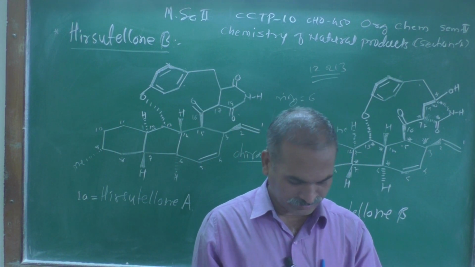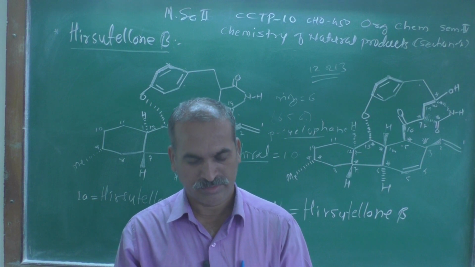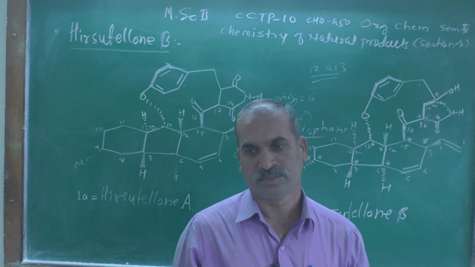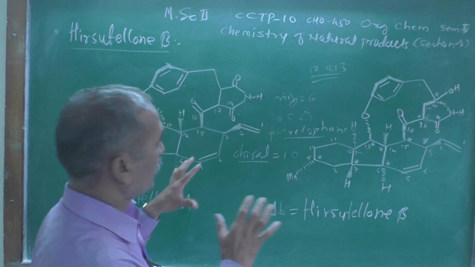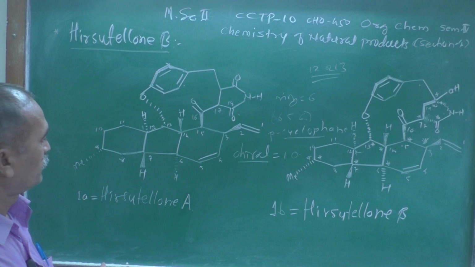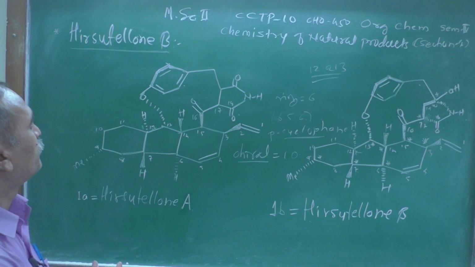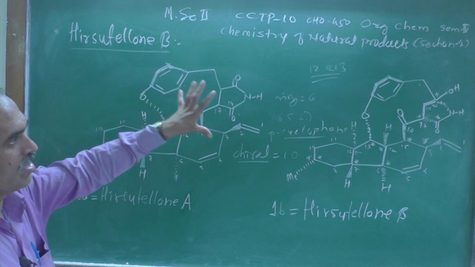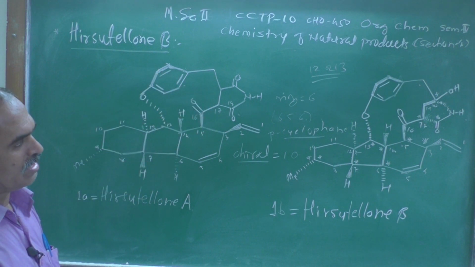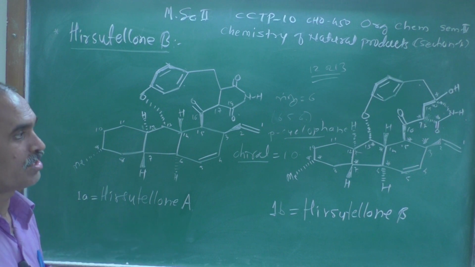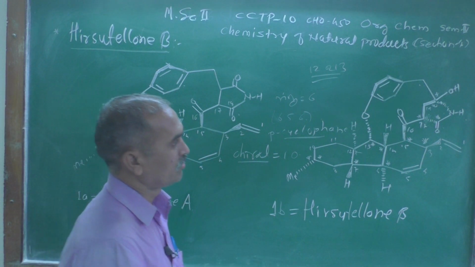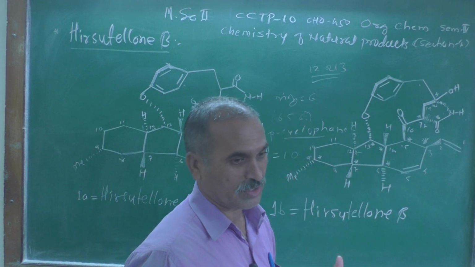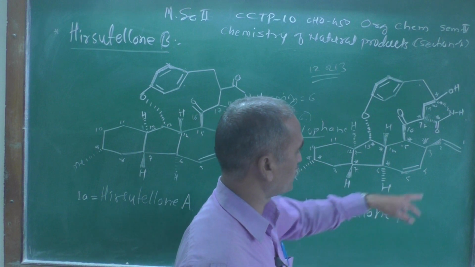I think we have described the general introduction regarding hirsutolone B and hirsutolone A. These are the structures and we have seen their characteristics. Or let me tell once again how many functional groups there are. This compound contains multiple functional groups.